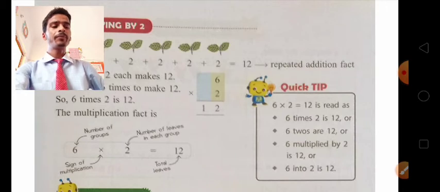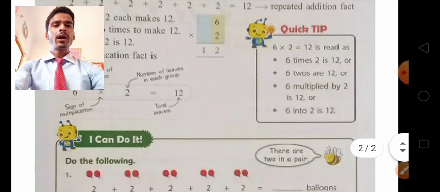Okay. Quick tip. 6 multiply 2 equal 12 is read as 6 times 2 is 12, or 6 2s are 12, or 6 multiplied by 2 is 12, or 6 into 2 is 12. Okay. Now come to the next topic.